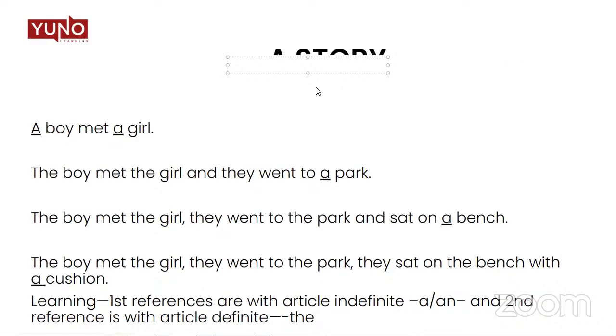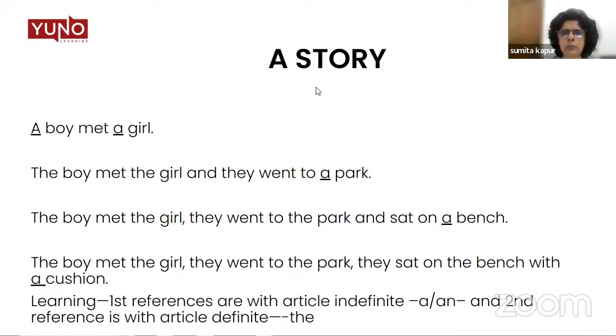Now I have written a short story here because if I speak, sometimes it is not clear to people. So I have just written the entire story here. I hope the screen is visible to all of you. Let's read the story. Perhaps the purpose would become clearer. What is the first sentence of the story? A boy met a girl. A boy, a girl. So two people, and we are using the indefinite article a.